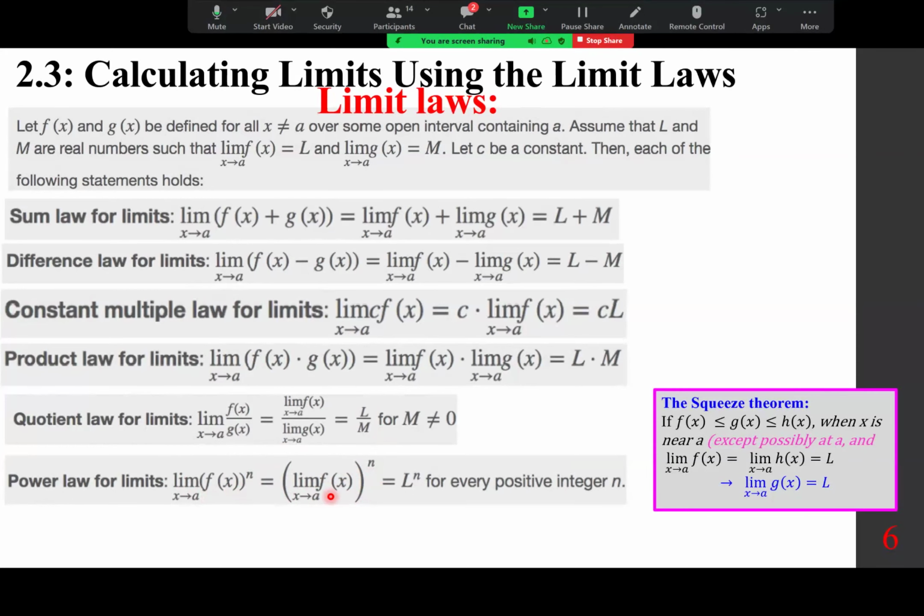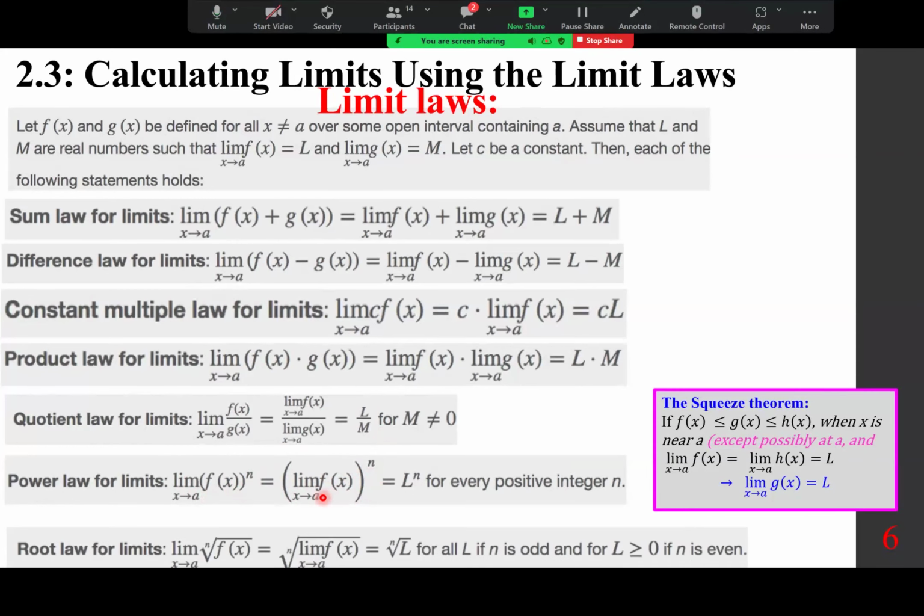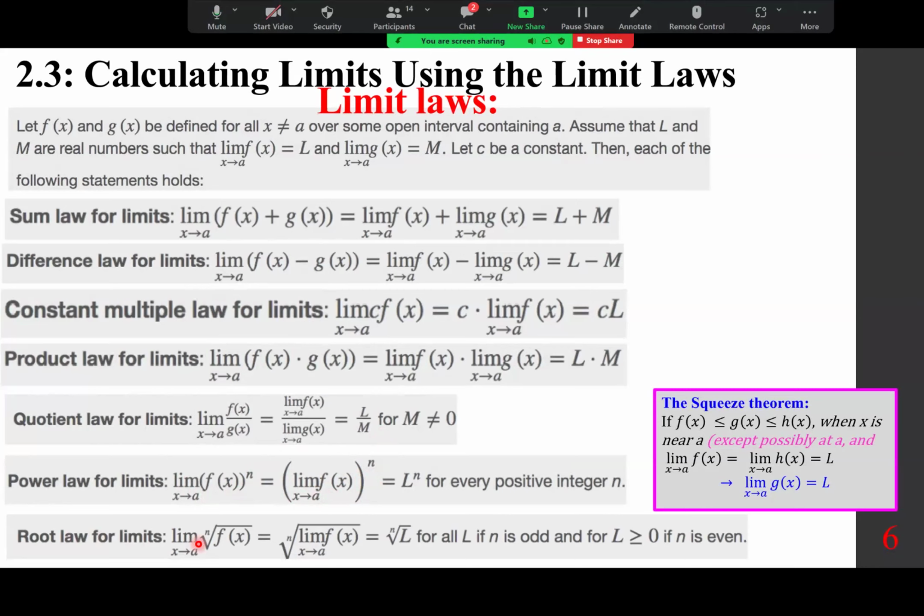So the limit of the power is the power of the limit. And the same thing if you want to take a root: the limit of the nth root of f of x as x approaches a is the nth root of the limit of f of x as x approaches a, therefore it's the nth root of L. Of course, for all n, if n is odd, there is no restriction. If n is even, the radicand must be positive, because otherwise it's an imaginary answer.